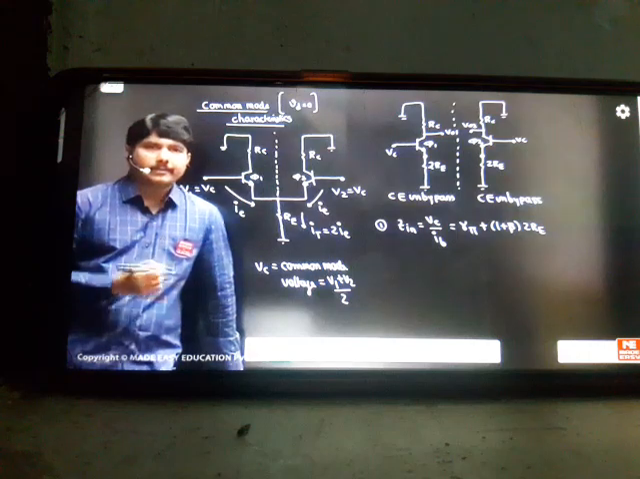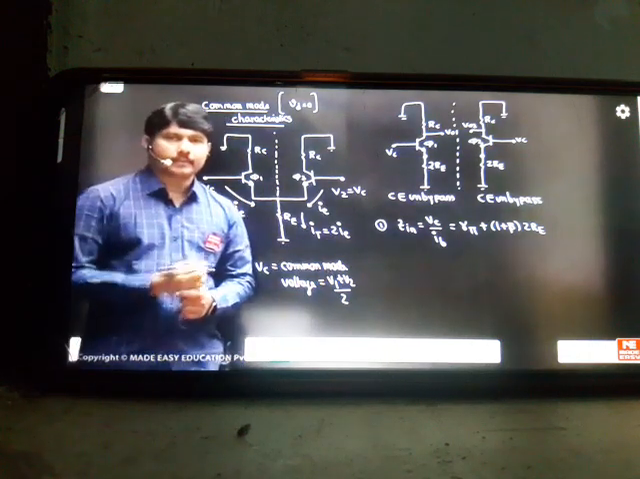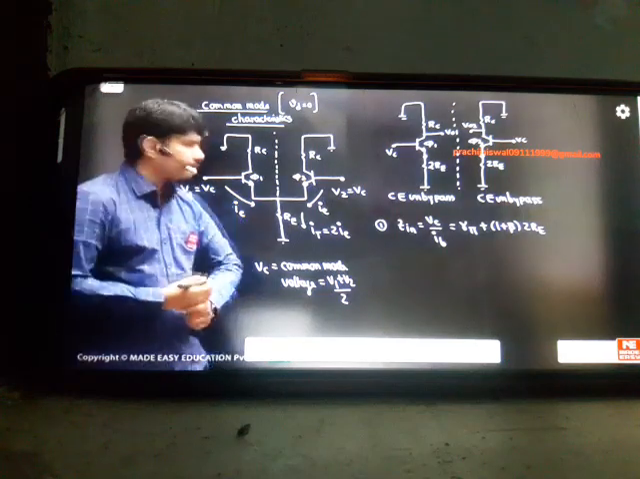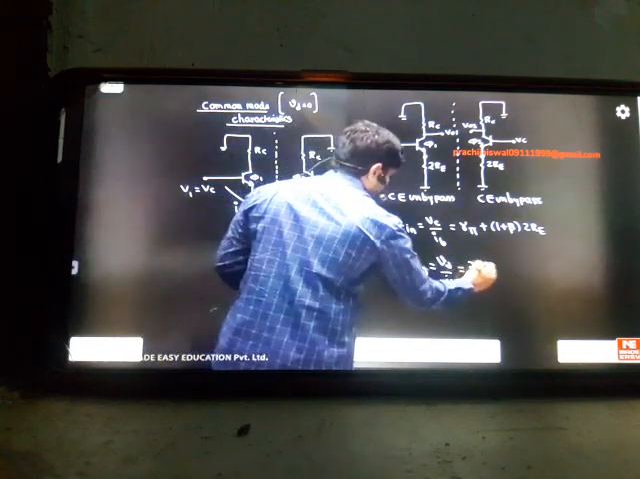So the input impedance you can see, the previous answer is 2 R pi, and that is for differential mode. But common mode is giving the answer R pi plus (1 plus beta) times 2 RE. Now you can think which input impedance is more, differential mode or common mode. The input impedance which we got previously is VD by IB, which we got as 2 into R pi.